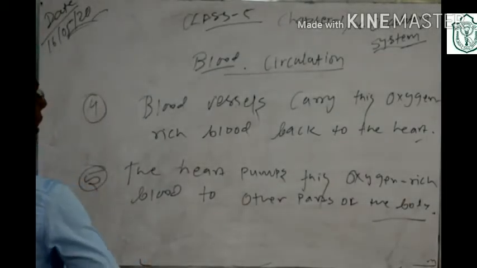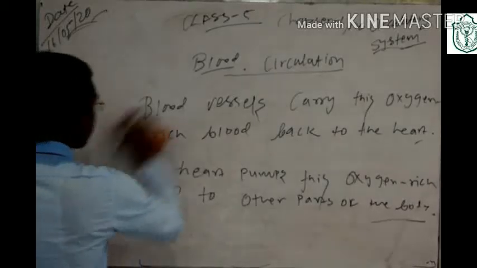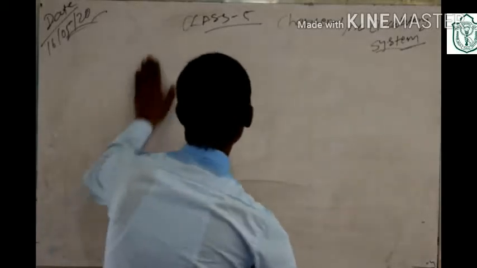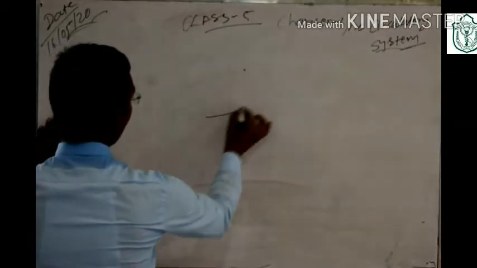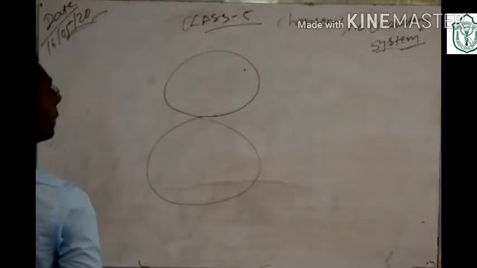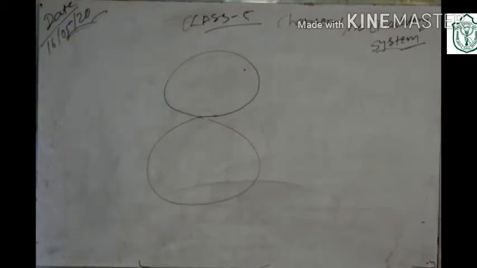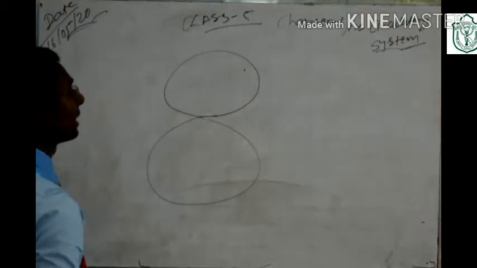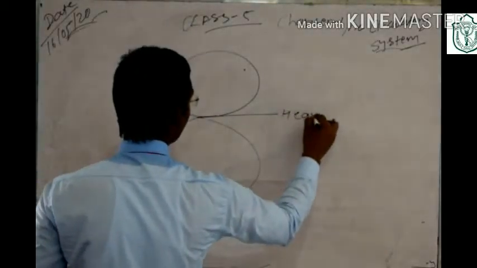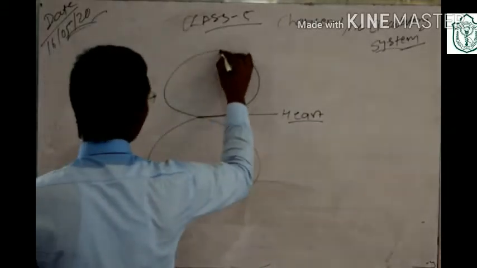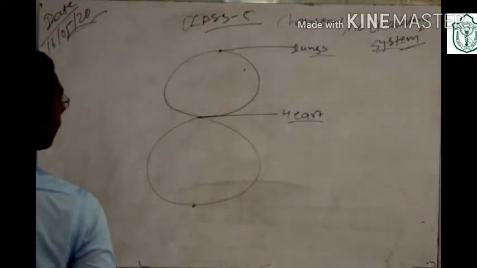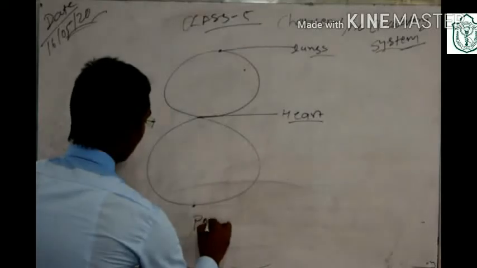Now I am going to make you understand with the help of a figure. What do we have to draw? We have to draw 8. Why? Because the circulation of the blood takes place in a double cycle. In the middle, what do we have? We have the heart. At the top, we have the lungs. And at the bottom, we have the parts of the body.